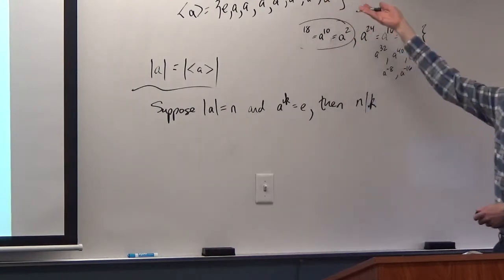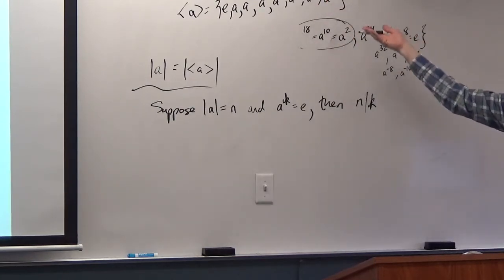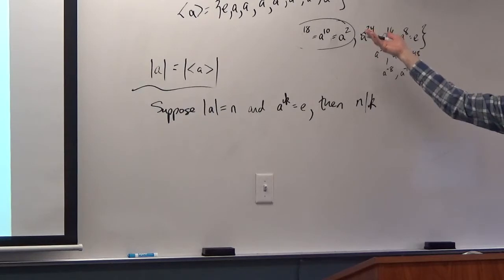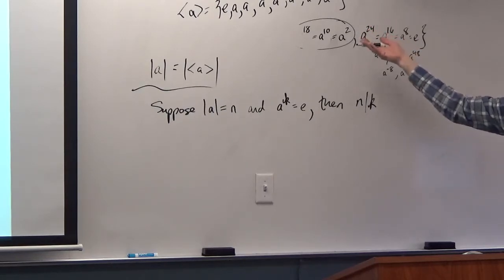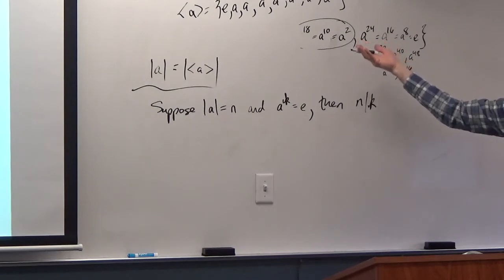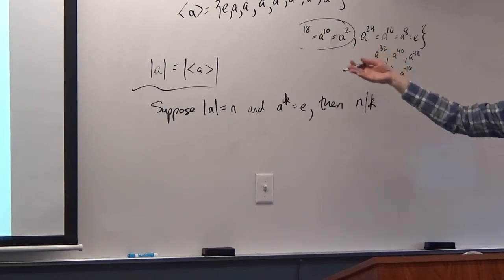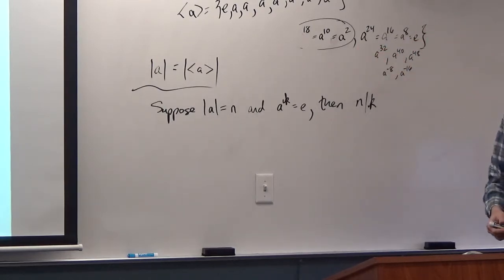A to the 16th, a to the 24th, a to the 32nd, a to the 40th, a to the negative 8, a to the negative 16, a to the negative 24, they all equal e. 8 divides all those numbers. And you can consider more examples if you don't want to focus on the proofs right now. Focus on examples to see this, to make empirical observations.